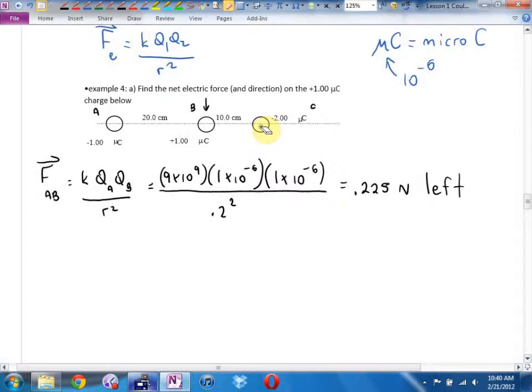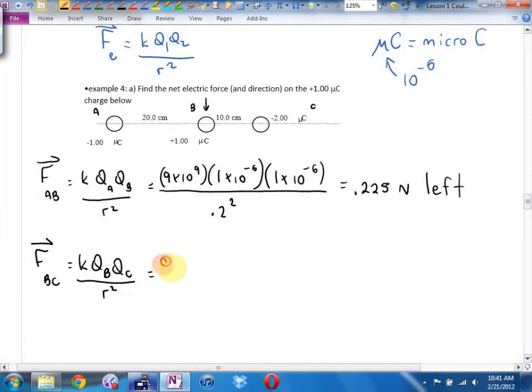Now, I repeat the procedure because not only is A exerting a force on charge B, but they wanted me to find the force on the positive 1 microcoulomb charge. That's how I clued in. It was the middle charge, the only one that is positive 1 microcoulombs. Now, I'm also going to find what force C is exerting on B. That's going to be K QB QC over R squared.